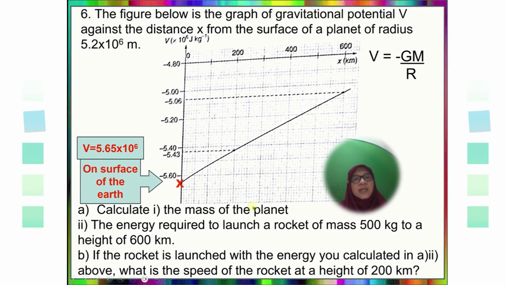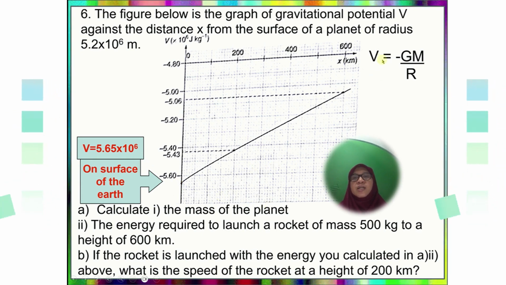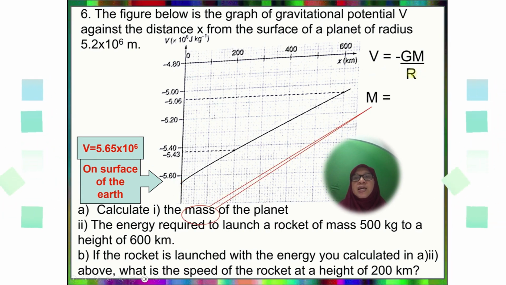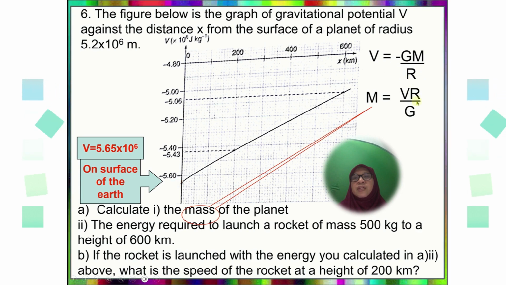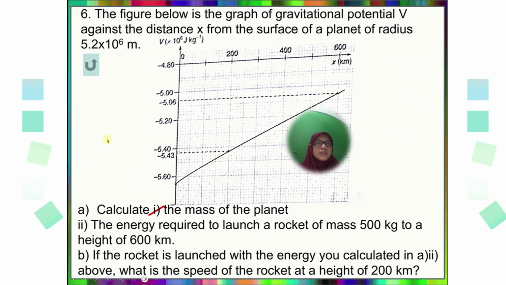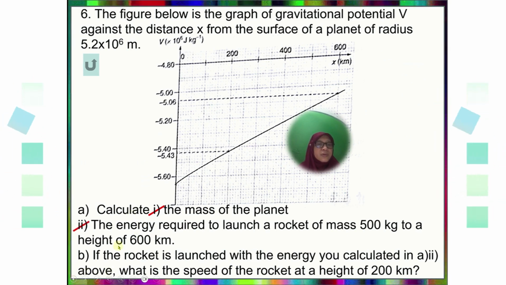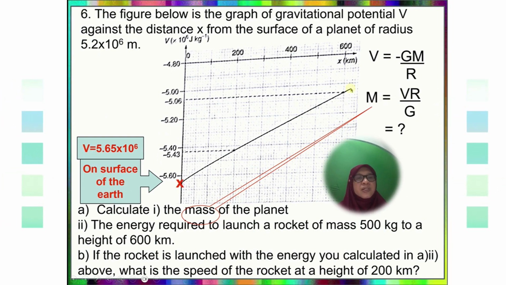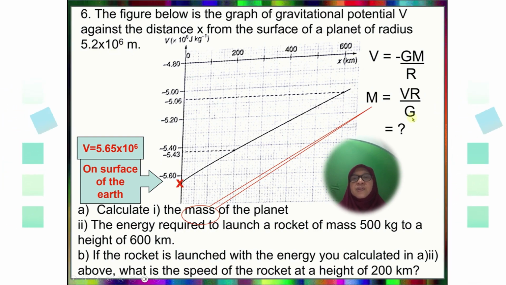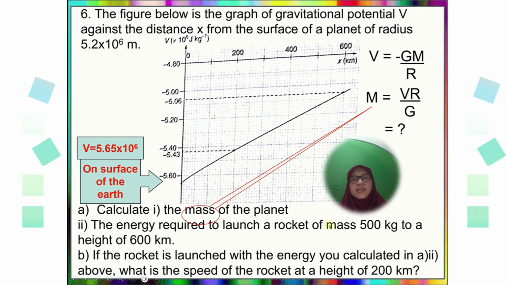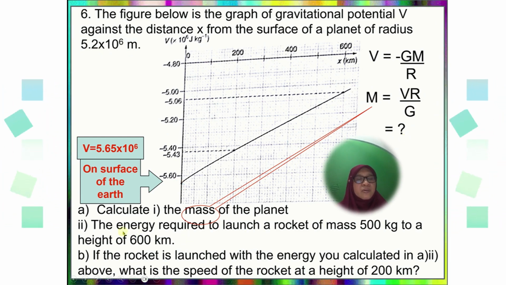So we can find the mass of the planet using this formula: V equals negative GM over r. So the mass, by cross multiplying, we get Vr over G. So the V is this one. Go back to the slide. You substitute this V into here, and the r is given here. Then G is the gravitational constant. Then you can calculate the answer by yourself. So this is the mass of the planet. Okay, next we go to A2.